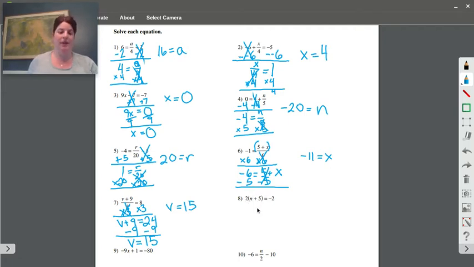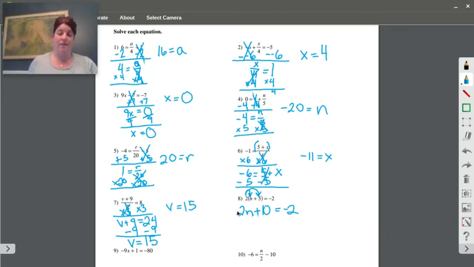So this one we have a parentheses, and we cannot solve what is inside of this parentheses. One way that we can figure this out is to use the distributive property. We can distribute this 2 across everything that's in the parentheses. So we can say 2 times n is 2n, and 2 times 5 is 10. And we can rewrite the problem like this to be 2n plus 10 equals -2.